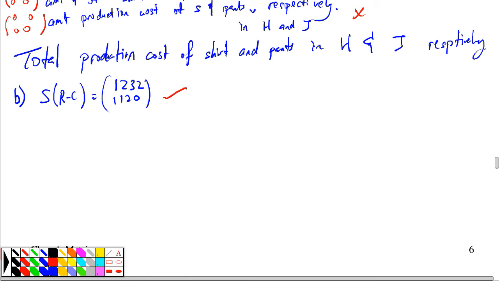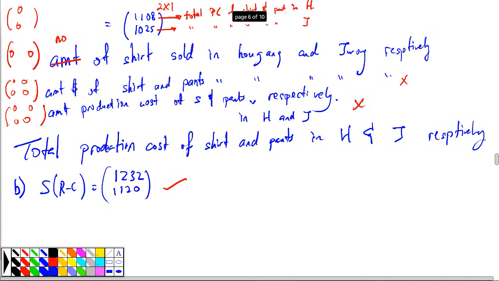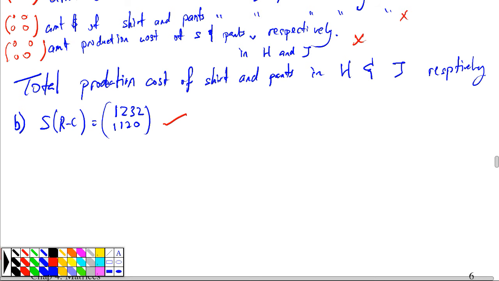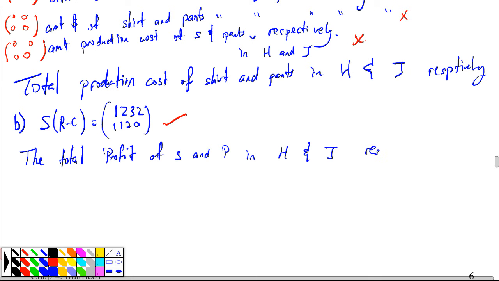Interpret the result. Total profit of shirt and pants in Hougang and Jurong respectively. Is it correct? Yes.